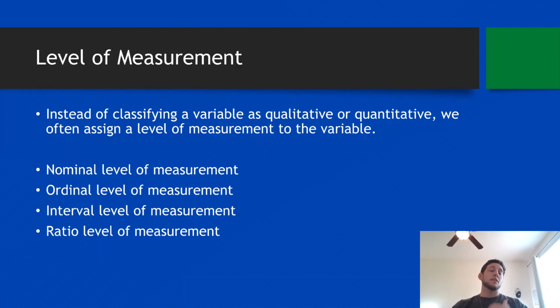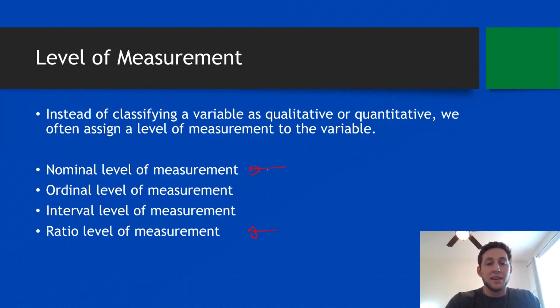Now, instead of just going via qualitative and quantitative, which once you get used to it, it's pretty easy to know the difference. Discrete versus continuous maybe is a little bit more difficult. You might want to categorize variables by level of measurement. So instead of classifying a variable as qualitative or quantitative, we often assign a level of measurement to that variable instead. Now, here's your levels of measurement, going from least difficult to attain, kind of the easiest to get, up to most difficult to attain.